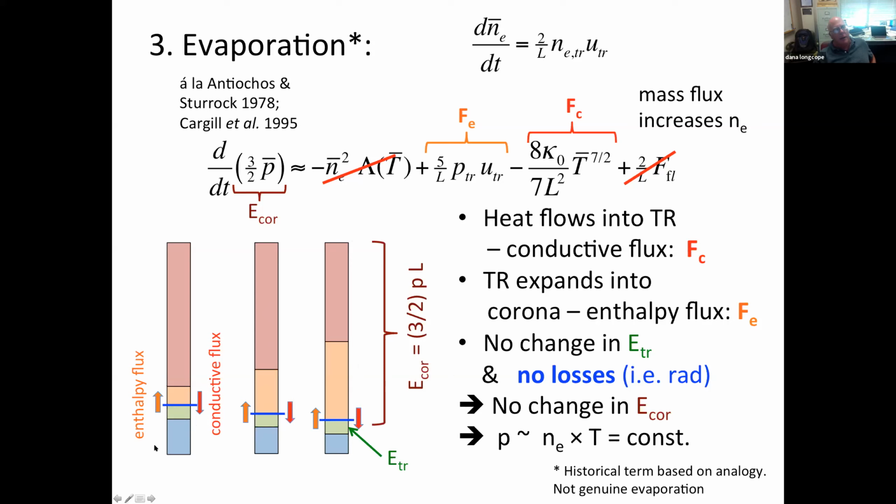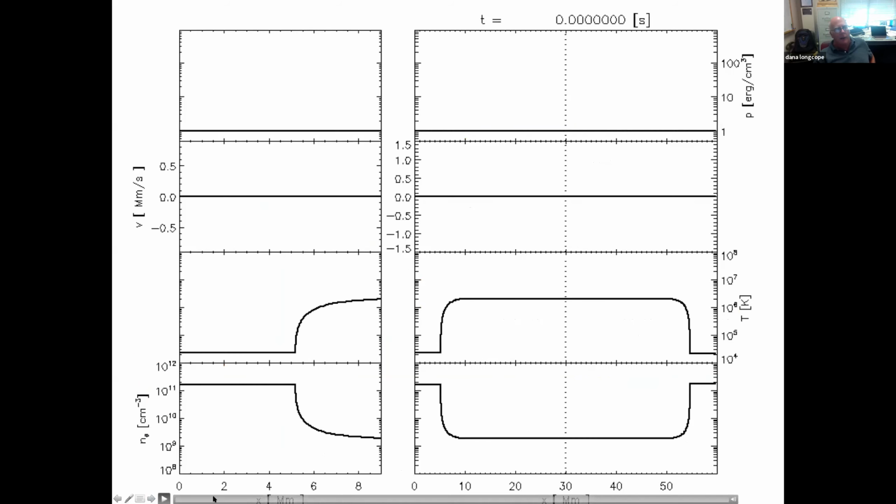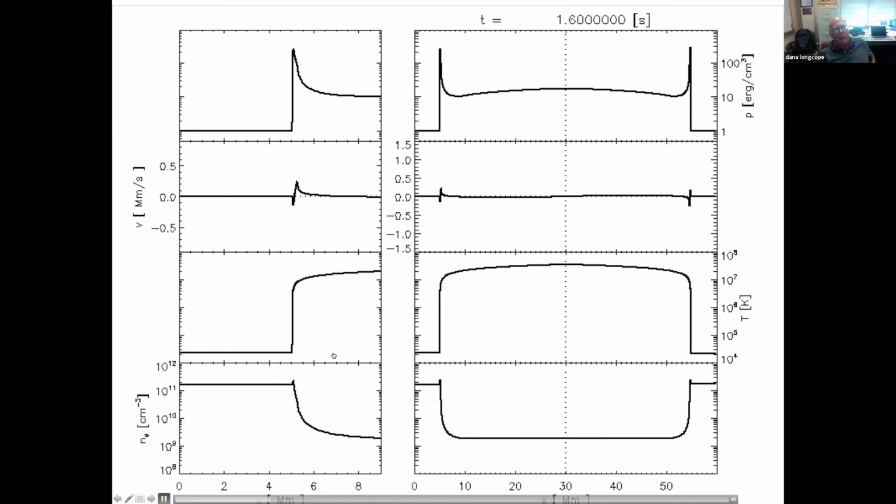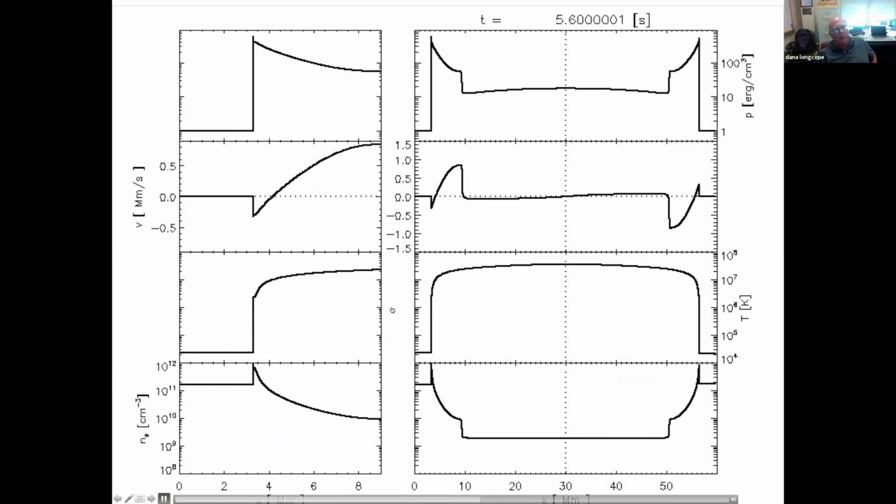You send it out through conductive flux and you suck it back in through enthalpy flux. So this actually totally vanishes, and the only two guys lifting this sofa are the enthalpy flux and the conductive flux. Okay, so evaporation happens along a line of constant energy density, constant pressure. Whatever evaporation is doing, it's not changing the energy of the corona. I'll show you a nice little movie of evaporation, although it's impossible to really see the point I just made.